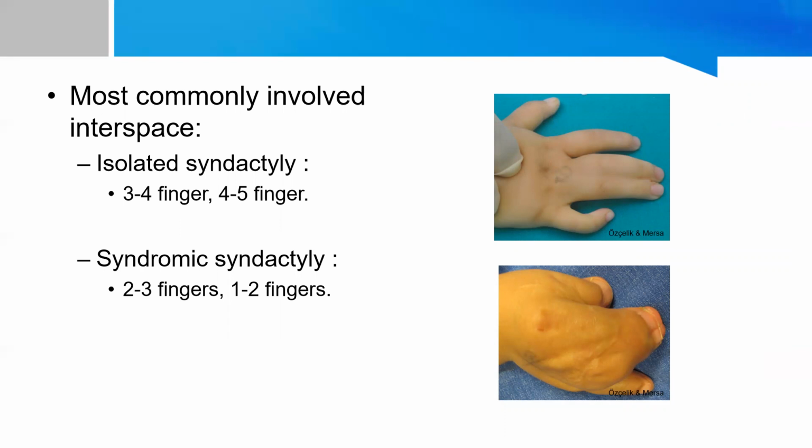The most commonly involved interspace is the space between the third and fourth fingers or the fourth and fifth, followed by the second web space and the first web space, which is rarely involved. And usually when we have radial web space involvement, it indicates an associated syndrome.